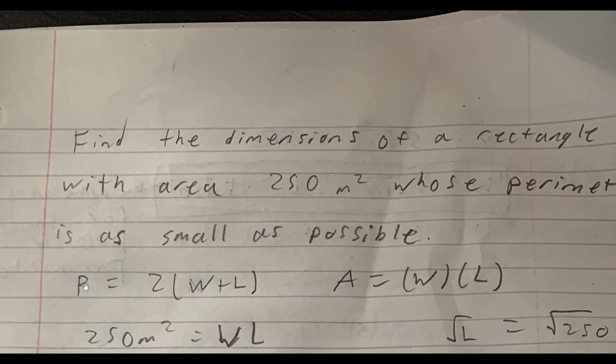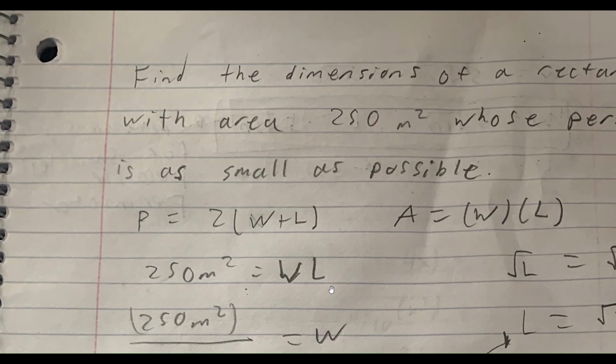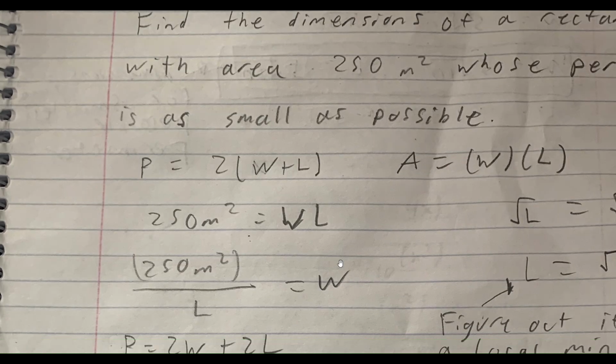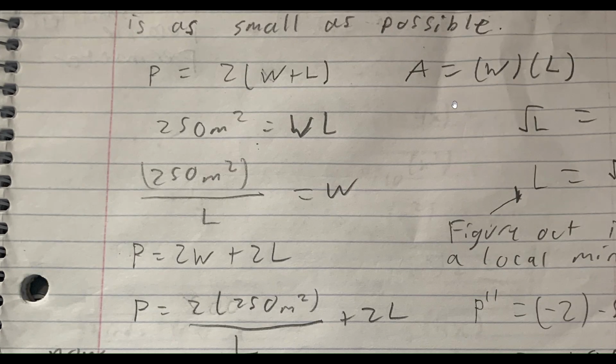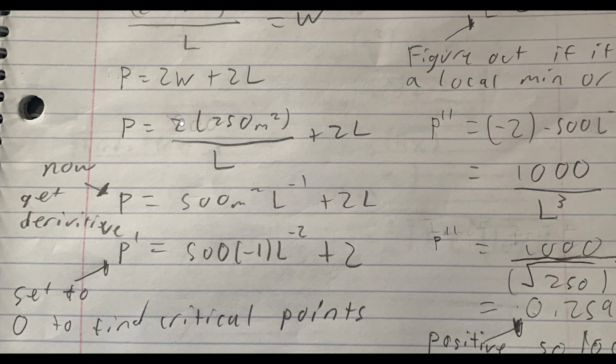Now we first have to define what our formulas are. Well, we have the perimeter formula, which is 2 times width plus length, since this is a rectangle. And then we have our area formula, which is width times length. Now we want to solve for one variable, which in this case I solved for w right here, which is 250 meters squared over L. And then once we do that, we can substitute it into one of these formulas. And since we used the area formula to solve for the width, we substitute it into the other formula, perimeter. Then we substitute it in here.